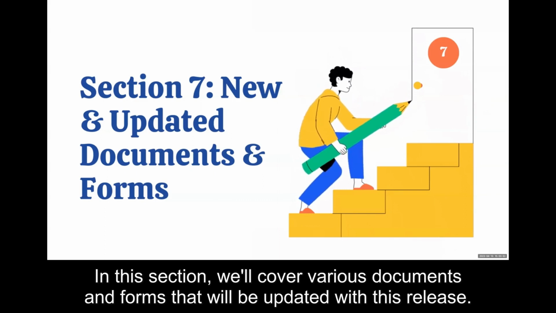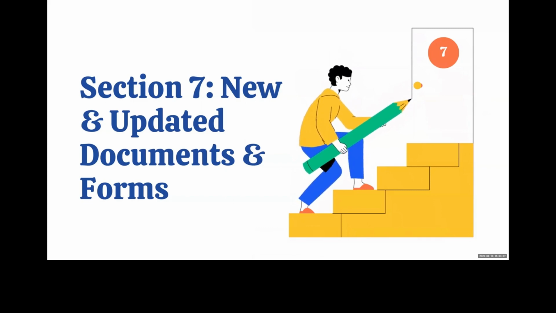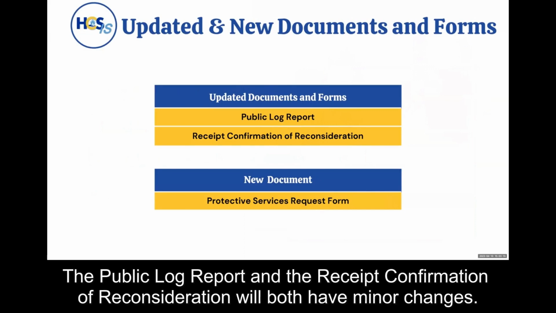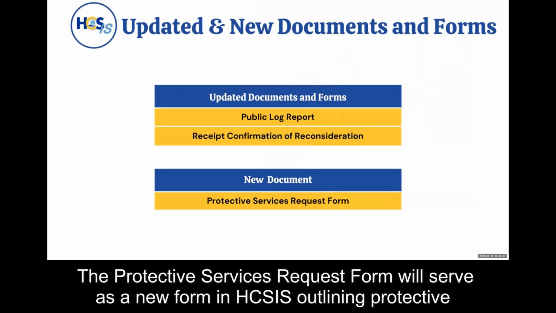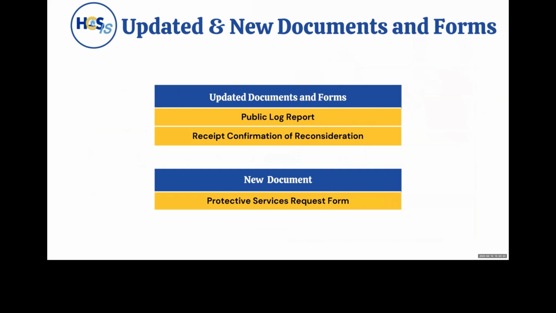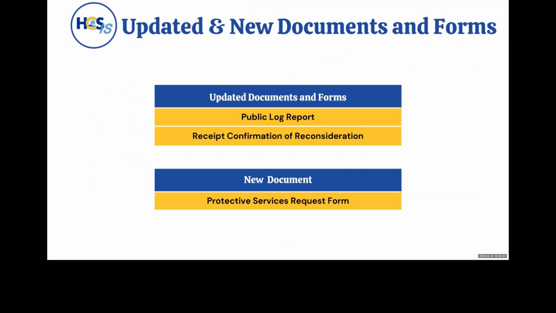In this section, we'll cover various documents and forms that will be updated in this release. The public log report and the receipt confirmation of reconsideration will both have minor changes. The Protective Services Request Form will serve as a new form in HCSIS outlining protective actions needed for a case. You'll be able to view this form as a PDF from the Notices tab. Let's discuss these forms in more detail, starting with the public log report.